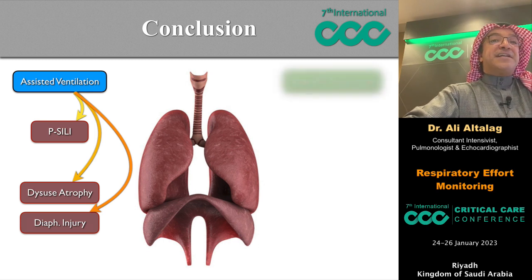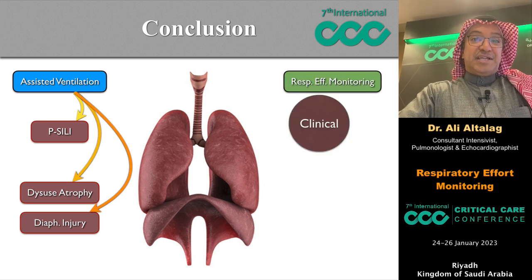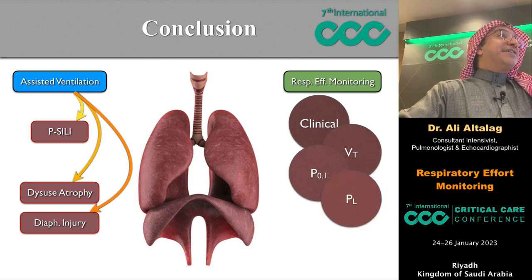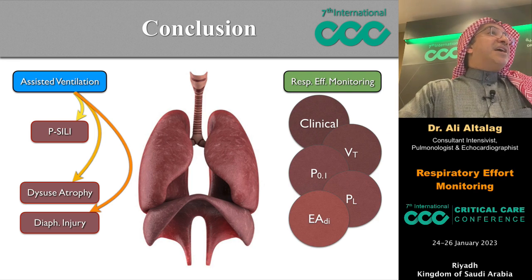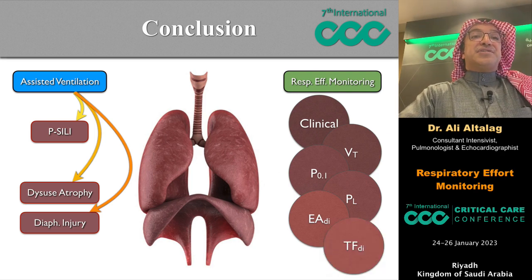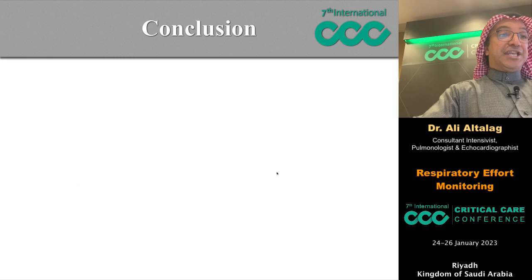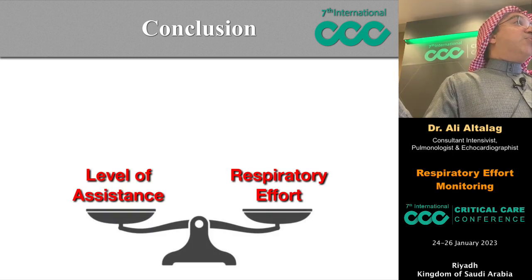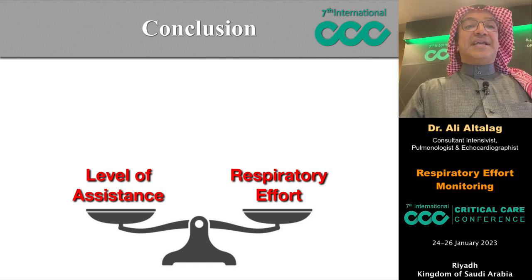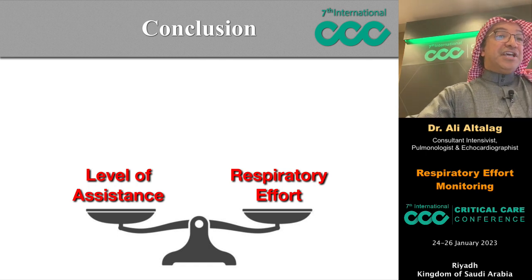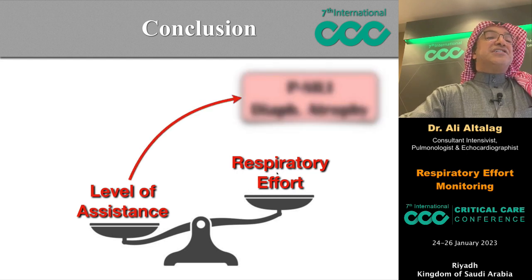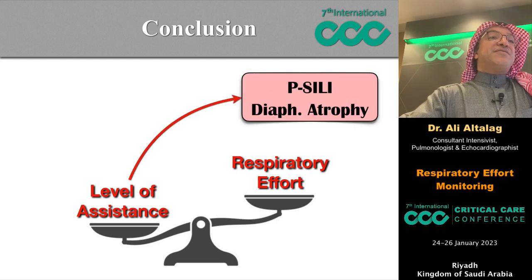How to monitor that? These are the parameters that I've spoken about, particularly P 0.1, transpulmonary pressure, electrical activity of the diaphragm, and diaphragmatic thickness fraction. Again, you have to maintain a balance between level of assistance and the respiratory effort. If the level of assistance is excessive, you will damage the lung and you will cause diaphragmatic atrophy.